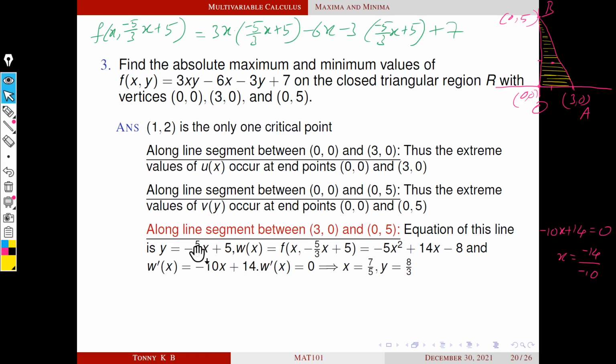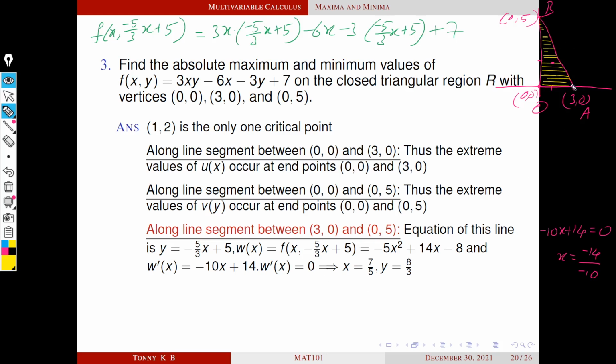If you substitute 7 by 5 in our y, so y becomes minus 5 by 3 into 7 by 5 plus 5. Upon simplification, the y value becomes 8 by 3. Okay, so what is the meaning? On the line segment AB, our surface is a curve, and the curve has one local minima or maxima point because the derivative is 0. That means there is a critical point.